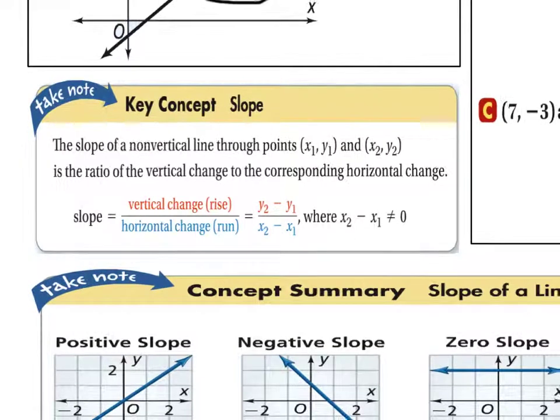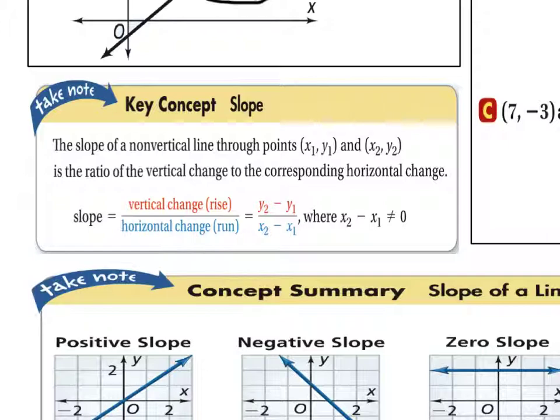The slope of a non-vertical line through points (x1, y1) and (x2, y2) is the ratio of the vertical change to the corresponding horizontal change, or how much it changes up and down to left to right, or the difference in the y values over the difference in the x values. It says here that x2 minus x1 cannot be 0 because we can't have 0 in the denominator of an equation. We're going to talk about that in a little bit.